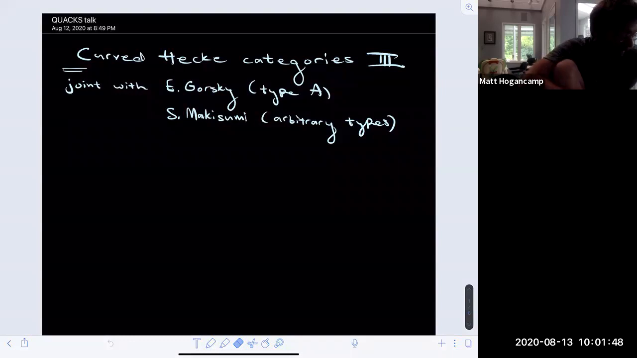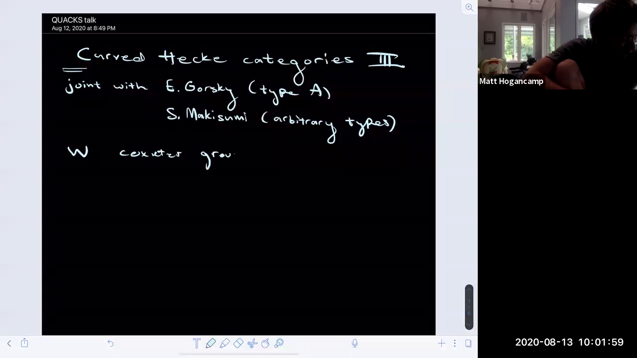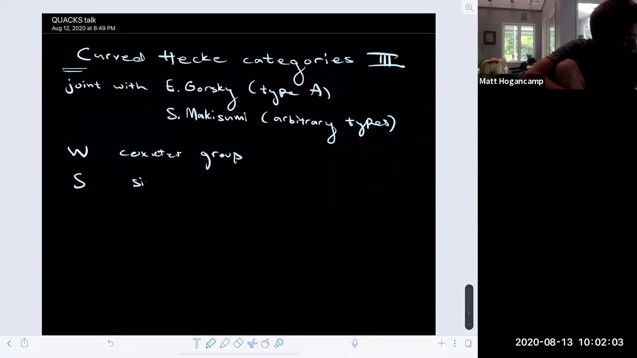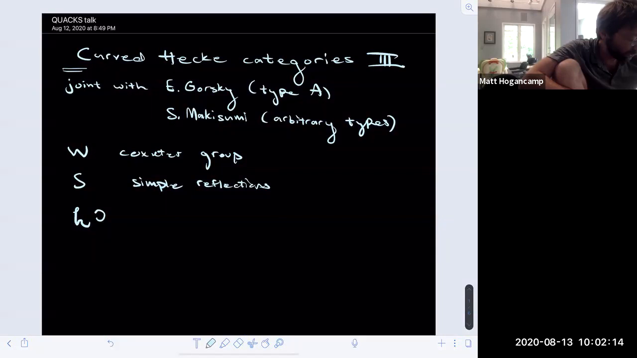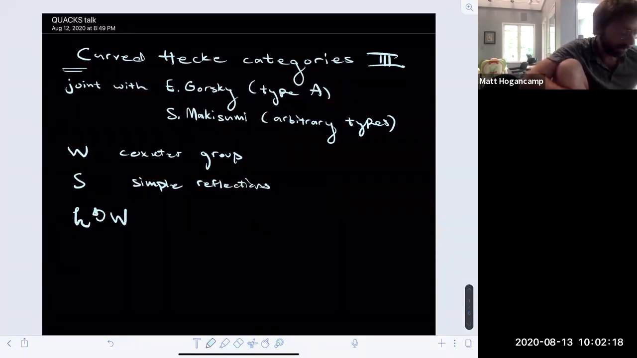So throughout this talk, we will have a Coxeter group. So W will always just be a Coxeter group. Its set of simple reflections will be denoted by S in the usual way. And we'll have to pick a realization of the Coxeter group. So for now, you should just think of the realization as being a particular kind of finite dimensional representation.